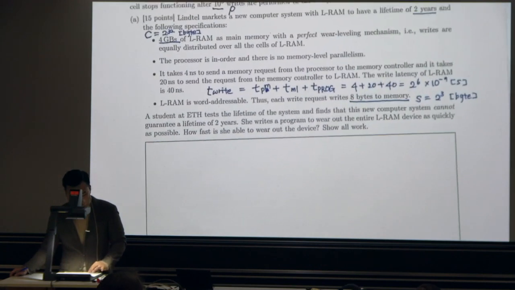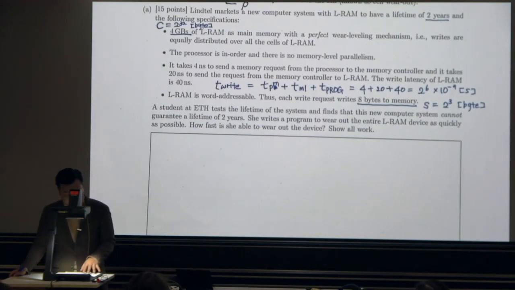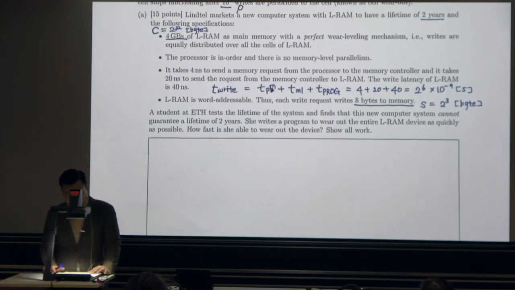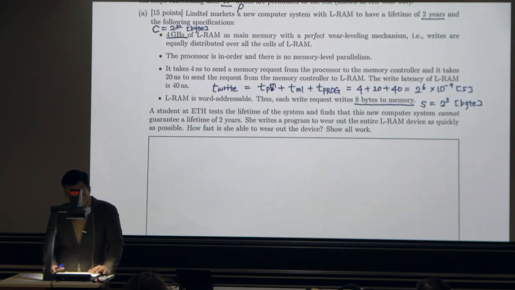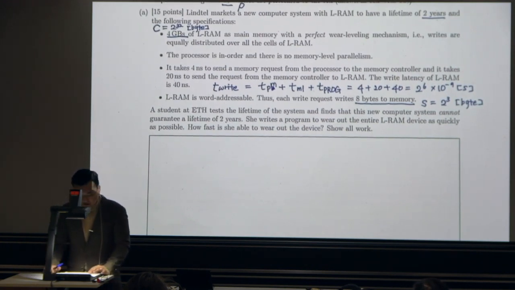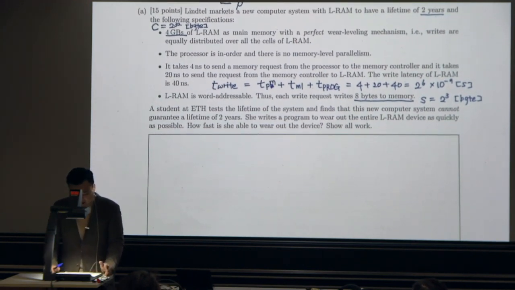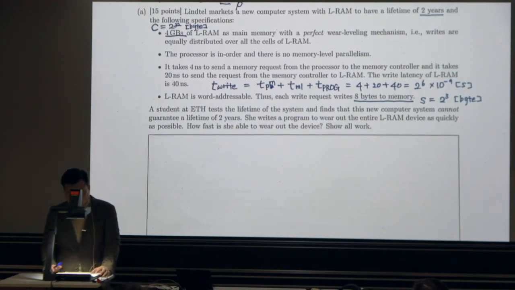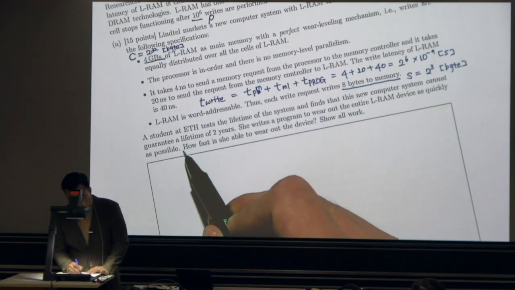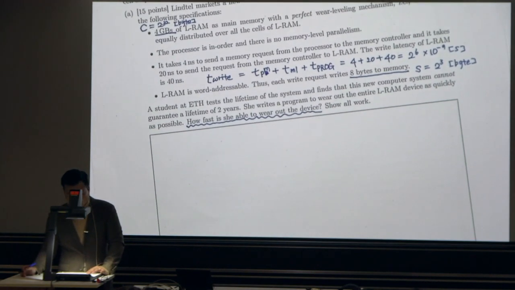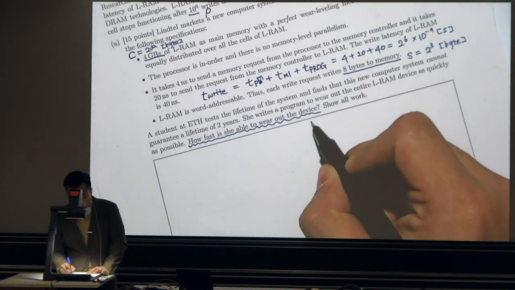Okay. The final question is, an ETH student tests the lifetime of the system and finds that this new computer system cannot guarantee a lifetime of 2 years. So she writes a program to wear out the entire LM device as quickly as possible. And it is finally asking how fast she is able to wear out the device. It means that actually this is the guaranteed lifetime at the worst case, right? So I will put this as T.